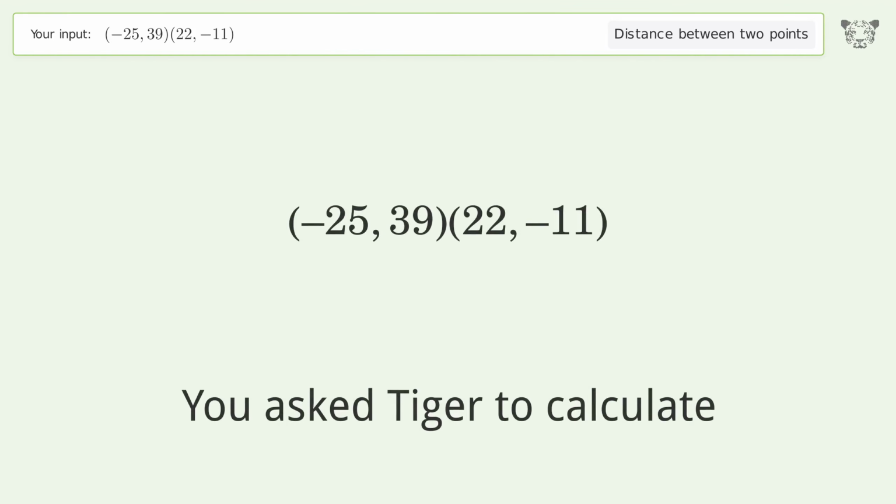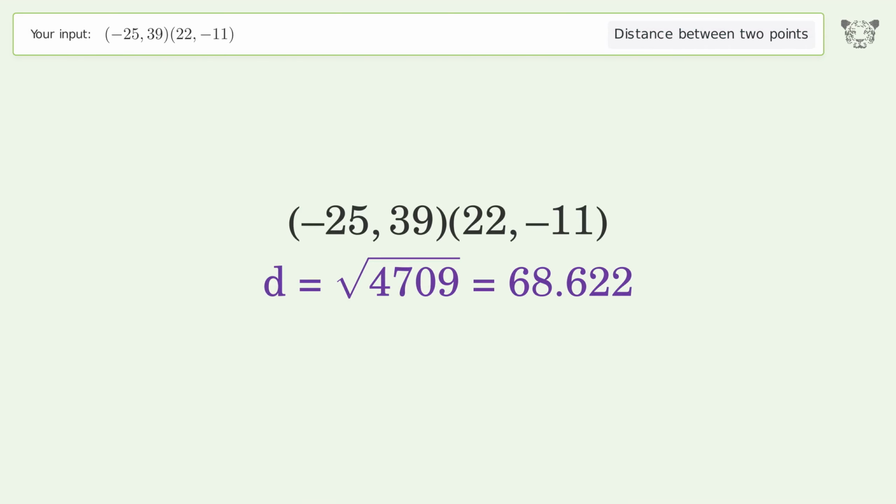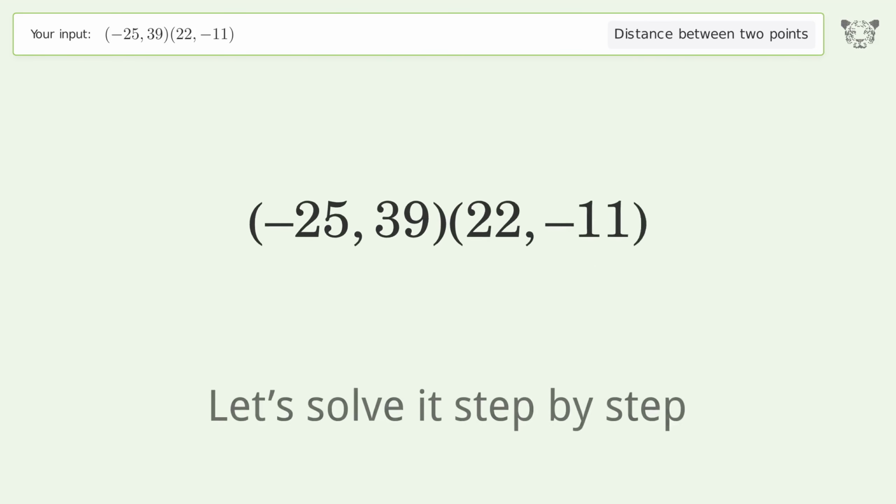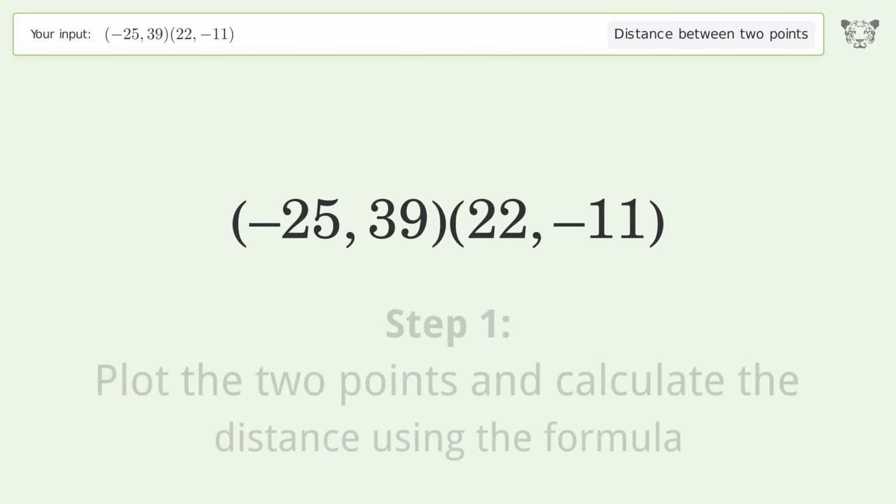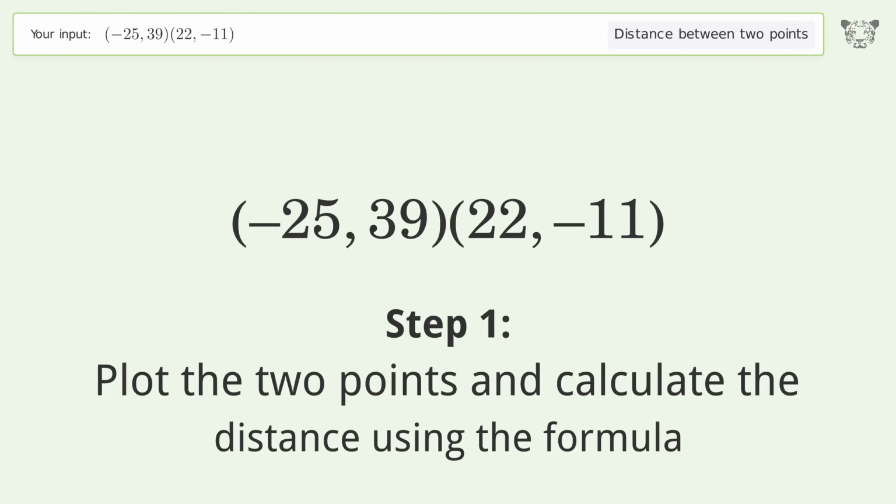You ask Tiger to calculate. This deals with the distance between 2 points. The distance between the 2 points is the square root of 4,709 or 68.622. Let's solve it step by step. Plot the 2 points and calculate the distance using the formula.